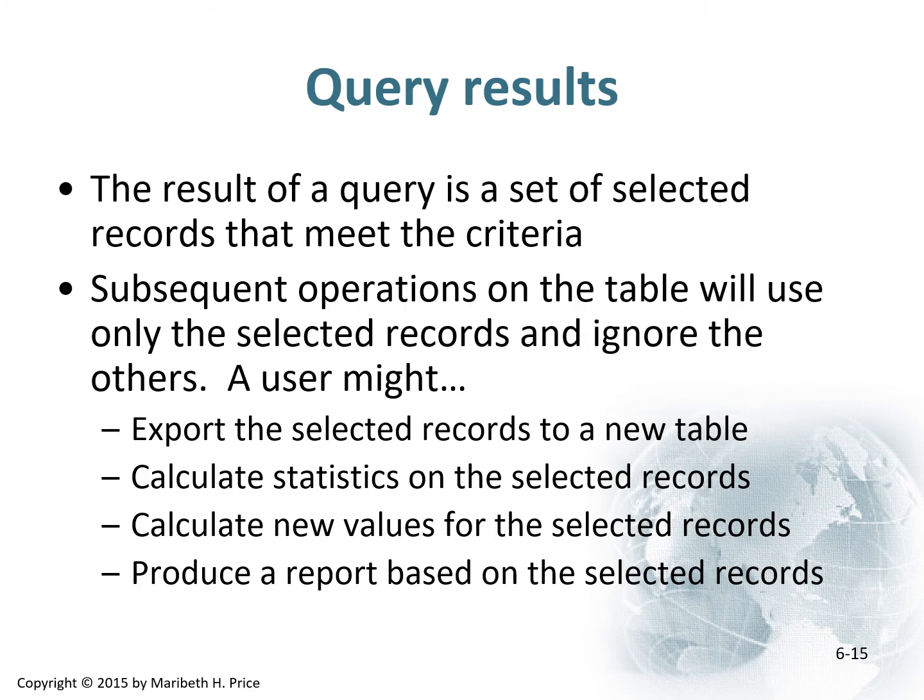And so the result of a query is a set of selected records that meet the criteria. Now, once you have things selected, this is important. Subsequent operations on the table will only use the selected records and ignore everything else. So once you select things, you have some options. You can export those records as a new table. You can calculate statistics on them. You can calculate new values for those selected ones. You can produce reports, or you could clear the selected features and start over.